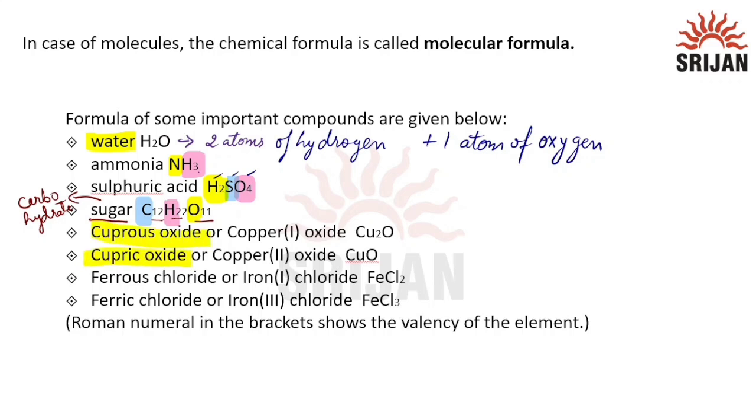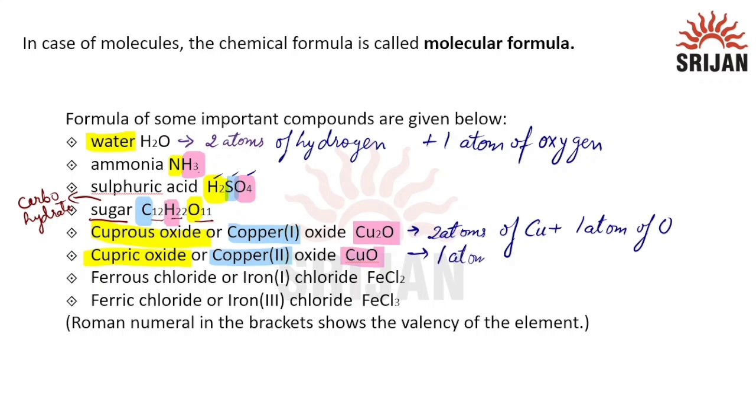Note the valency of copper here. In this, the valency of copper is 1. In this, the valency of copper is 2. And the molecular formulas are also different. Cuprous oxide is Cu2O and cupric oxide is CuO. It suggests that in cuprous oxide, there are 2 atoms of copper in combination with one atom of oxygen. But in cupric oxide, there is only one atom of copper and one atom of oxygen.